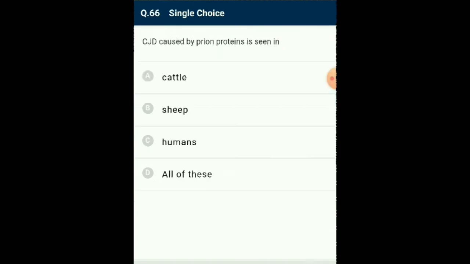Question number 66. CJD caused by prion protein is seen in prions. In modern medicine, certain infectious neurological diseases were found to be transmitted by an agent consisting of an abnormally folded protein. The agent was similar in size to viruses. These agents were called prions. The most notable diseases caused by prions are bovine spongiform encephalopathy, commonly called mad cow disease in cattle, and its analogous variant Creutzfeldt-Jakob disease in humans. The answer for this question is option C, humans.